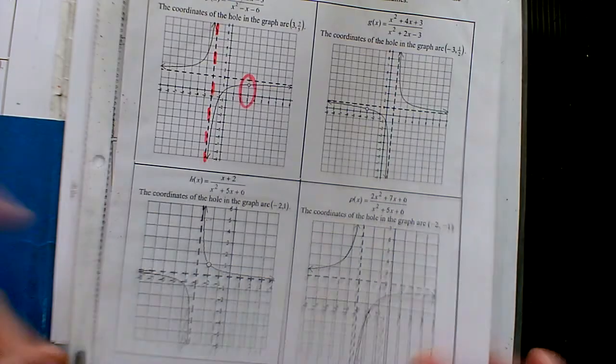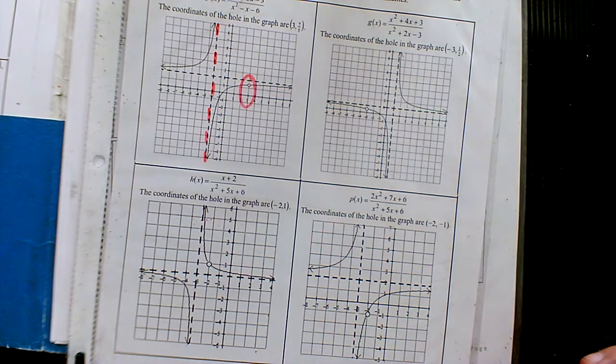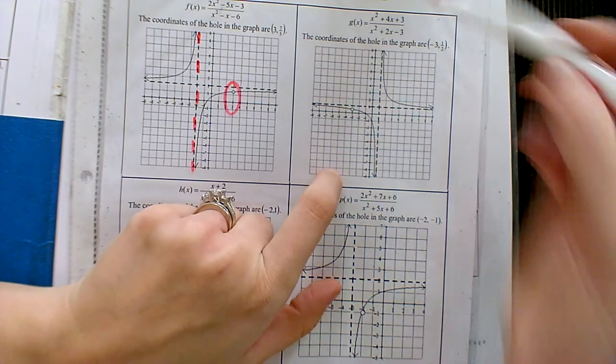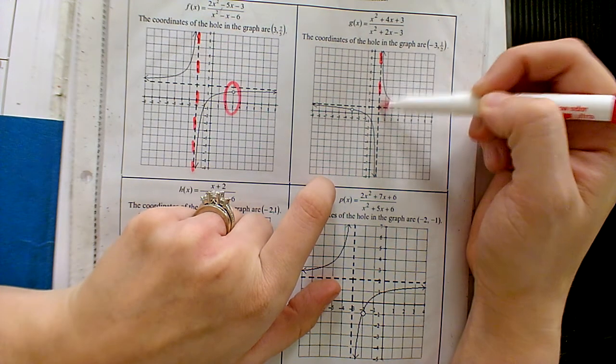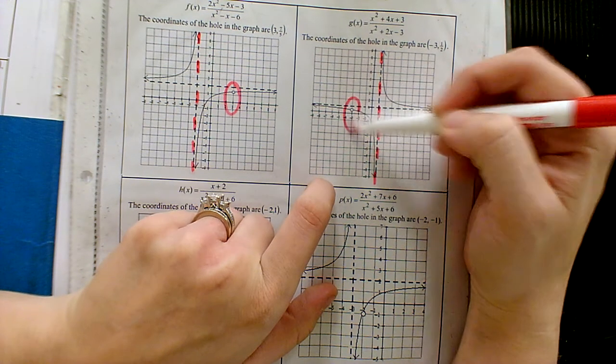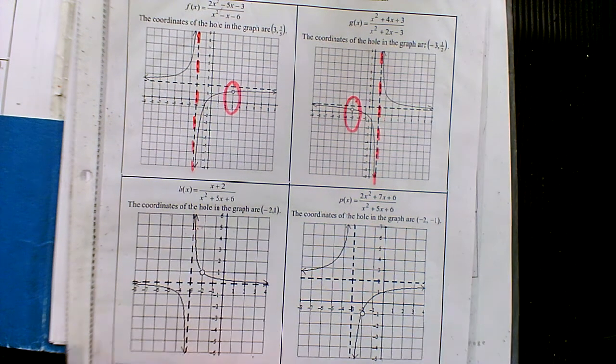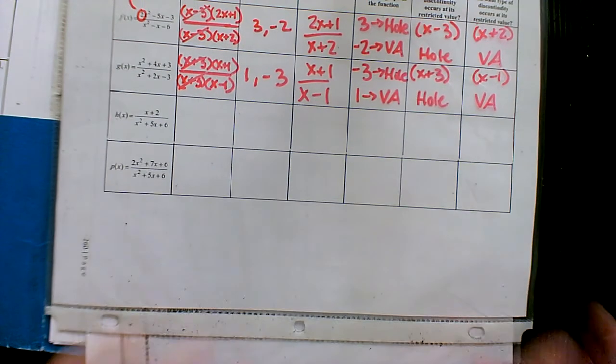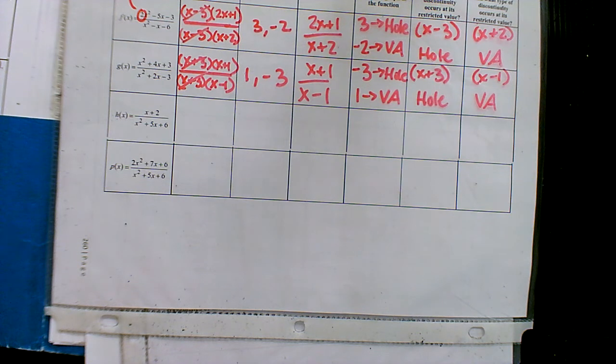Let's check it out. Graphically, if we flip the page, g of x is the second one at the top. We have a vertical asymptote at 1 and a hole at -3, just like we said based off the equation. Can you guys try the last two? Without looking at the graph, try to figure out where there's a hole, where there's a vertical asymptote.